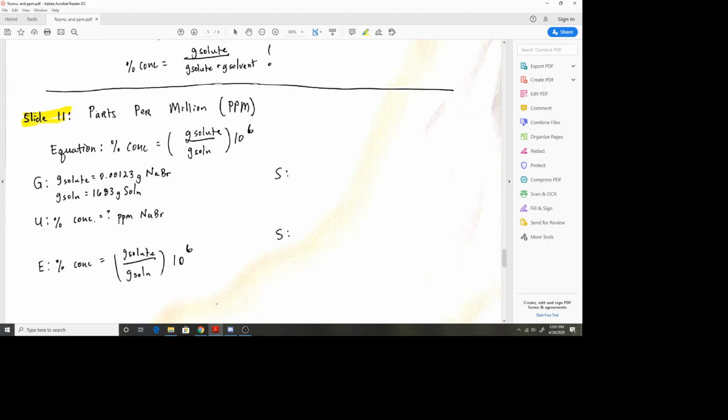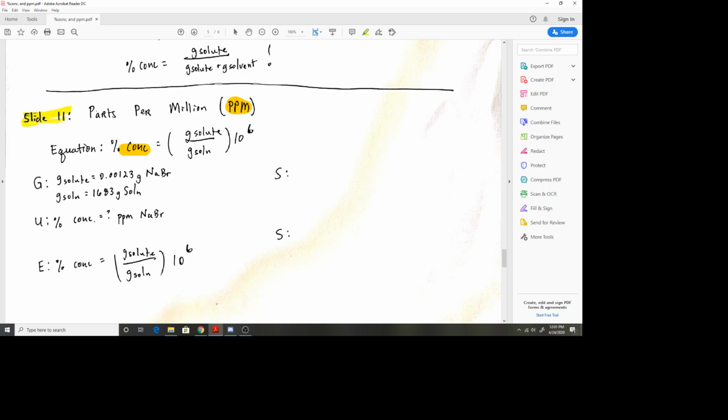Moving to slide 11, this is where we're going to look at parts per million, or PPM. You may have heard of this before. The most common one that jumps to my mind is that we take a look at certain elements or certain compounds in water, and we can use that to decide if that water is safe. So we might look at the PPM of lead, for example, and if the PPM of lead is too high, then we would consider that water not to be safe for consumption.